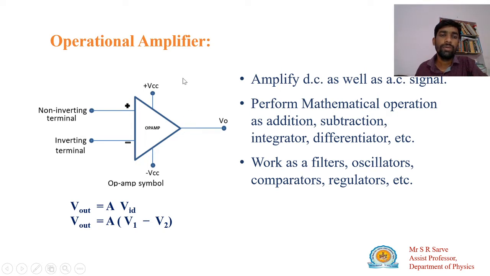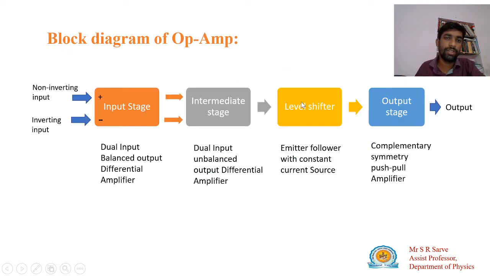Okay, so the advantage of this operational amplifier is that it has very high gain. So it is an open loop. Open loop means there is no feedback from output to the input. In open loop, it has the maximum gain. But if you supply some feedback to this operational amplifier, feedback means you supply this output to the input by some feedback network. Then this operational amplifier can be used as a filter, oscillator, comparator, or regulator. So that is the advantage of operational amplifiers.